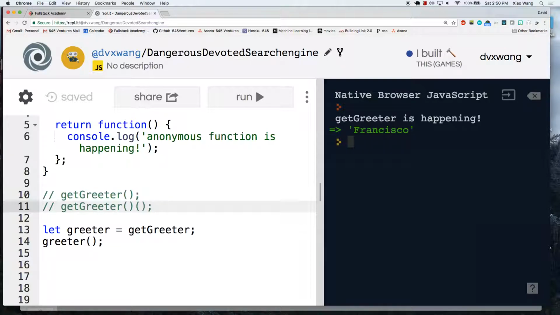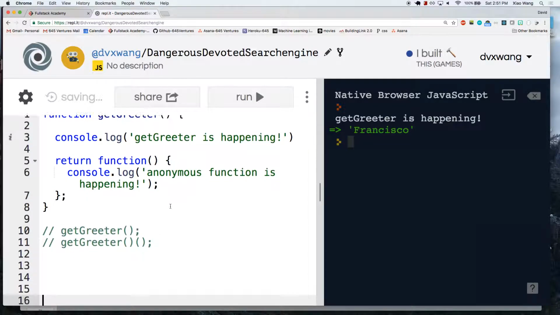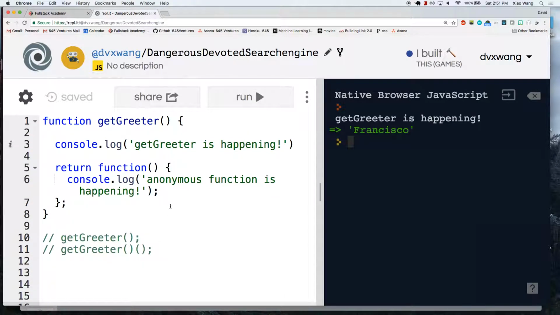For line 11, are you basically saying you could put an infinite number of parentheses at the end of that and it would still give you the same thing? Well, let's just run with this example here. What's on line 10? What is getGreeter? When I run this, what is the return?